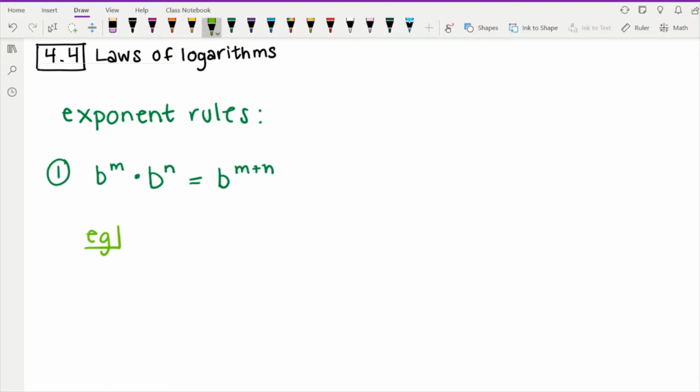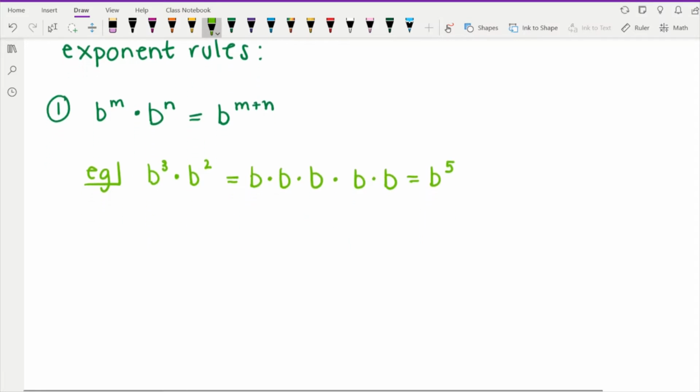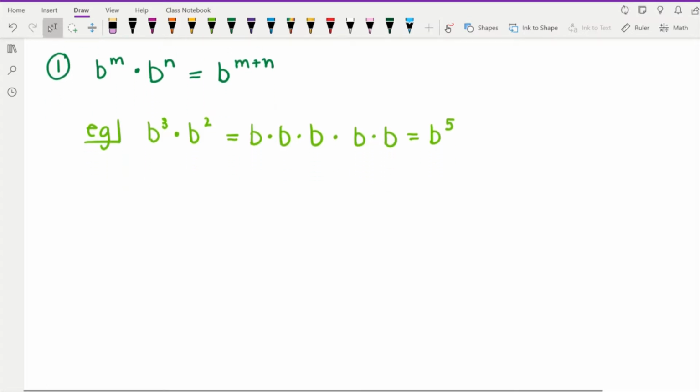Let's say, for example, that you have some number cubed times the same number squared. How could you write this out the long way? Well, b cubed is the same as b times b times b, and b squared is the same thing as b times b. And so if you're multiplying this number together all of these times, you're multiplying it together a total of 3 plus 2, which is 5 times. So you can rewrite it as b to the 5th power. If you ever forget these rules with exponents, just do a really simple example and you should be able to see why the rules work the way that they do.